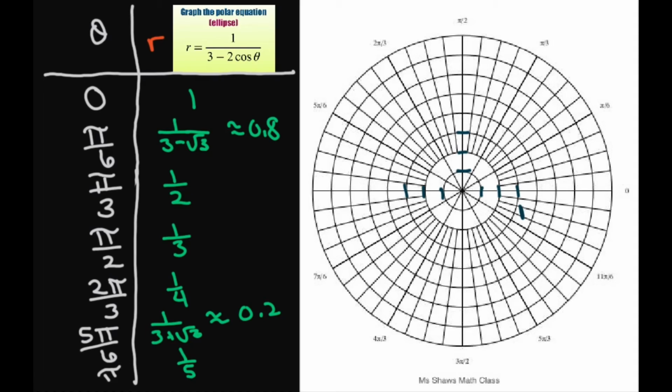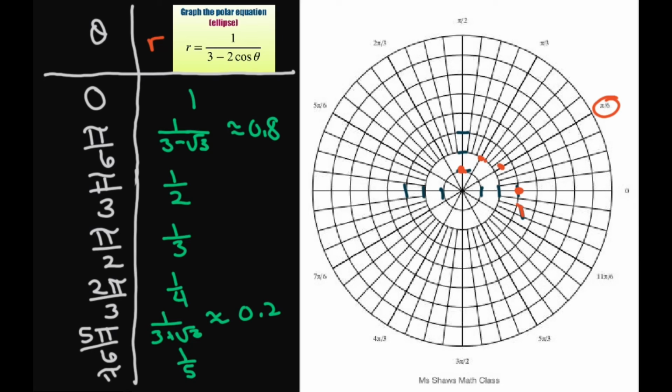So let's graph some of this. At 0, we're at 1. And I spread this out so we can see it better because it's a small graph. So this is going to be my 1. At pi divided by 6, we have 0.8. So that's kind of close to 1, so we'll put this at close to 1. At pi divided by 3, we're at 1/2. So since I went out 3, this will be right here. At pi divided by 2, we're at 1/3. At 2 pi divided by 3, we're at 1/4.